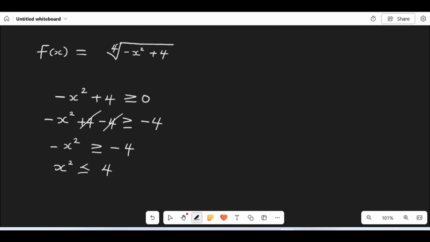We know that x squared less than or equal to 4 means minus 2 is less than or equal to x, and x is less than or equal to 2.